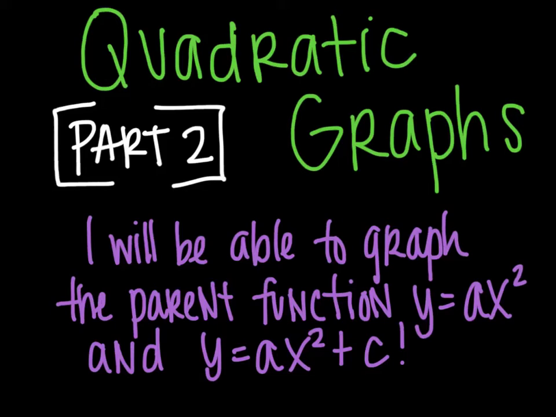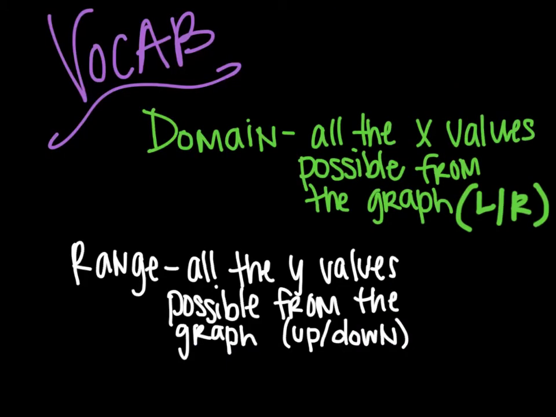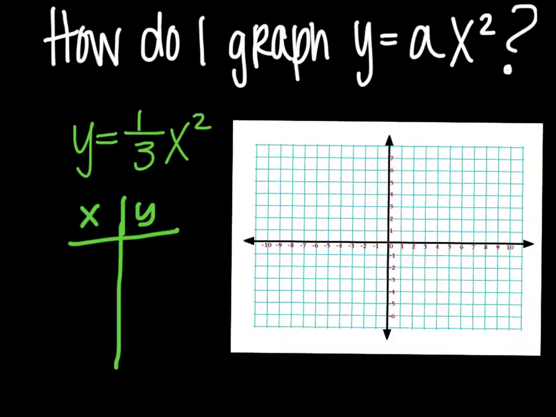You will be able to graph the parent function y equals ax squared and also y equals ax squared plus c. First thing we need to talk about are the vocabulary words domain and range. Domain are all the x values possible on the graph. In other words, how far left and right can the graph go? And the range is all the y values possible from the graph. So if the graph were to continue on forever, what would all of the possibilities be going up and down on that graph?